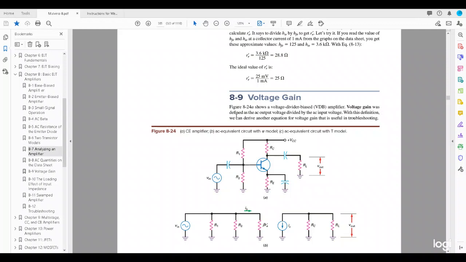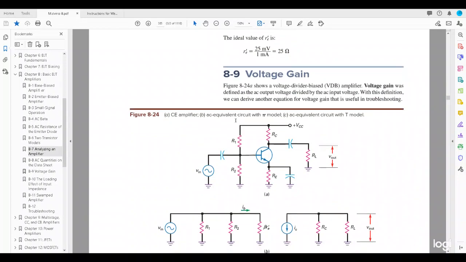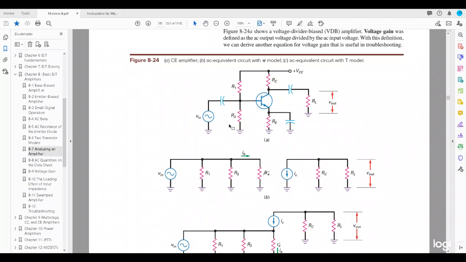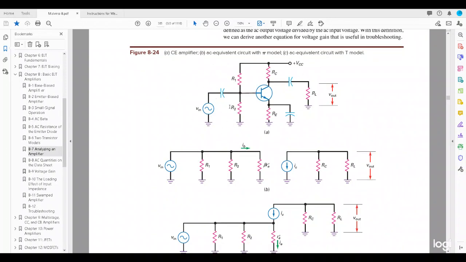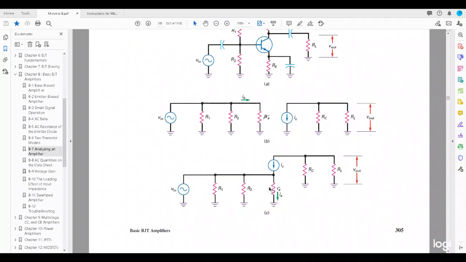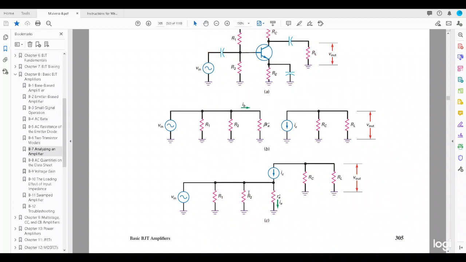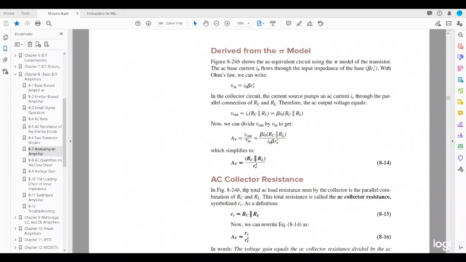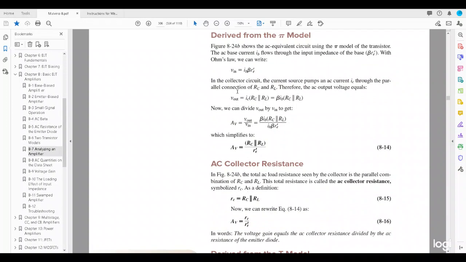Section 8-9 is about voltage gain with a CE amplifier. It says, here's a voltage divider bias with this thing grounded. It shows you the AC equivalent circuit with the pi model and with the T model. Then he starts using RC parallel to RL in AV. All of a sudden he's got the load in the calculation, and I've never put the load in the calculation.